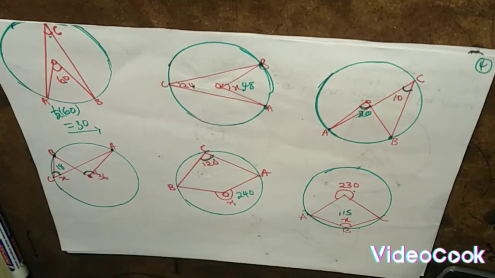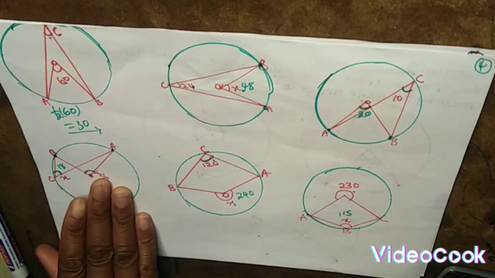That's all on theorem number 2. The angle at the center is twice the angle at the circumference.